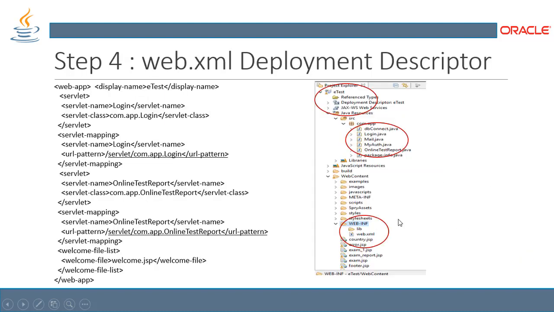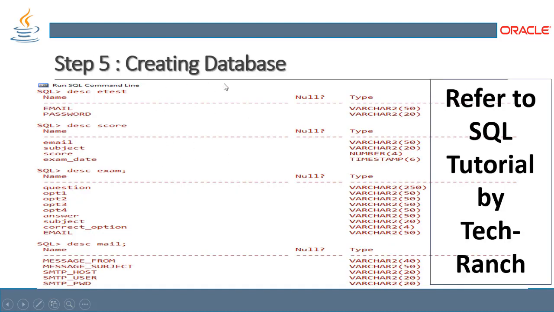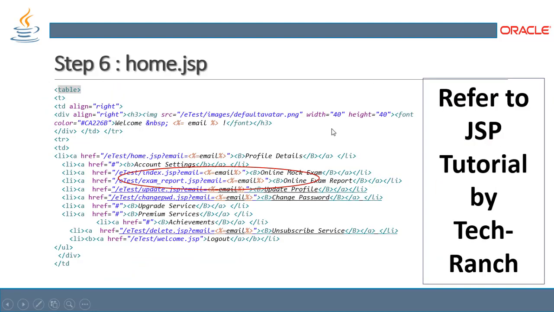Now next is home.jsp. Before that, we have to make sure we are linking our deployment descriptor with the servlet, that's called login servlet. As you can see here, we have to define and declare our servlet definition in the deployment descriptor every time. So we have done the login servlet. This is the definition, and this is the database we have to create. For database creation, I would like to refer you to the SQL tutorial presented by TechRanch.